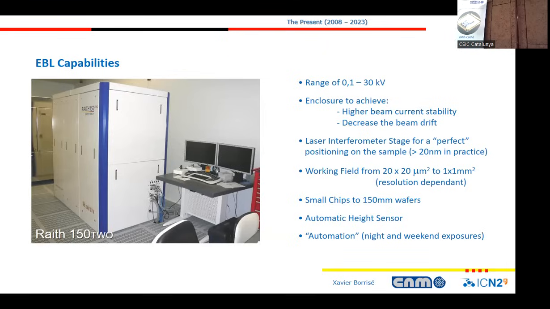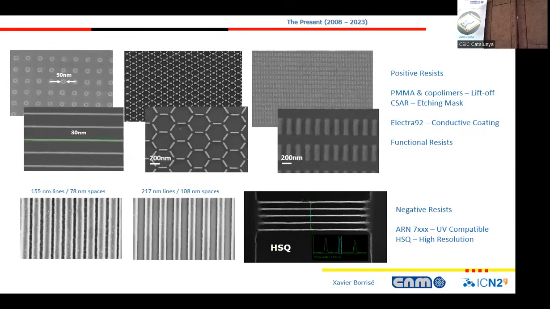It has more automation processes. We can leave it running overnight or over the weekend, and we have positive resists for lift-off and etching, and negative resists, also with high resolution, in this case below 10 nanometers. We have resins which are UV compatible, so we can mix and match with them. We have a conductive coating in case the sample is not conductive, because remember we have an SEM, so we send in electrons and need to discharge them, and we have even functional resins.